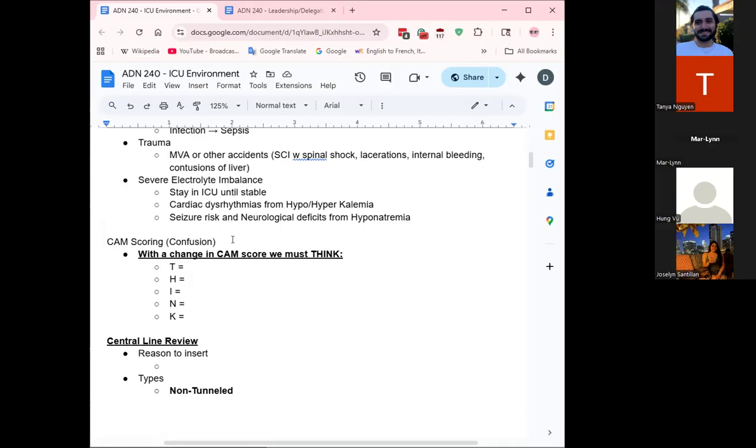So what this is, is change in CAM score. That would be like the confusion scale. So if somebody is acutely altered, these are some things you're going to want to think about because it helps to provide a little bit more context, like what could be going on. It shifts your priority of some of the things that you should be assessing or some of the things that could be happening. The T here would stand for toxicity. That can include things such as overdosing on medications. Maybe they're too sedated from opioids. I've heard some stories from one of the previous instructors.